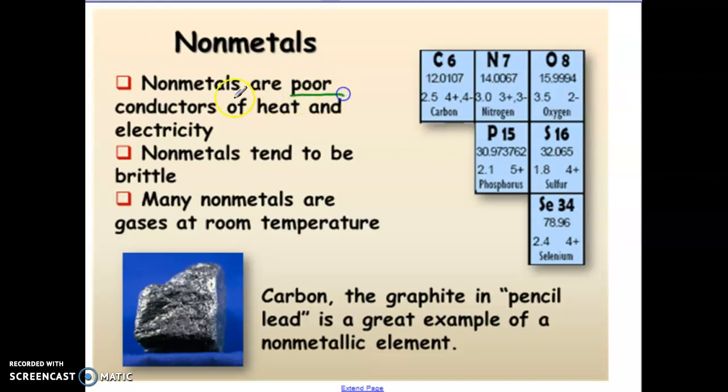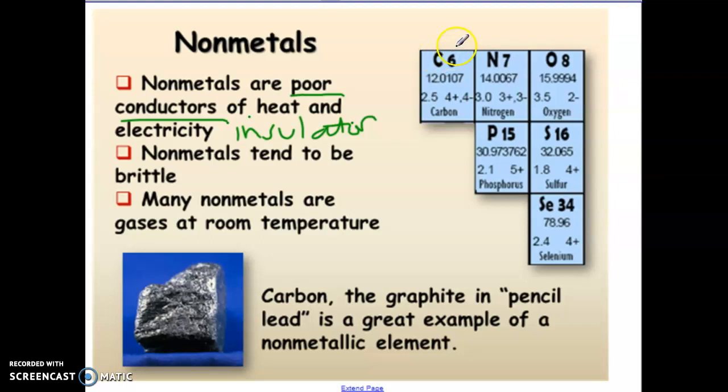So nonmetals are not great conductors of anything. Actually, they tend to be great insulators, meaning not conductors, right? Nonmetals tend to be brittle. Instead of being malleable, bendable, if you try to bend a nonmetal, it'll basically break.